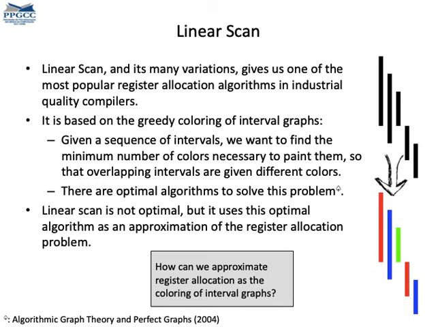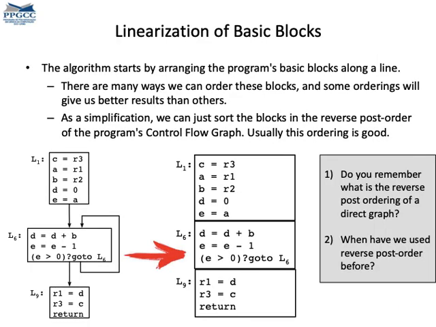But the approximation itself is not optimal, meaning that the optimal coloring of the interval graph does not necessarily give us an optimal allocation of the program. It just gives us some valid allocation. As an example, consider this program.